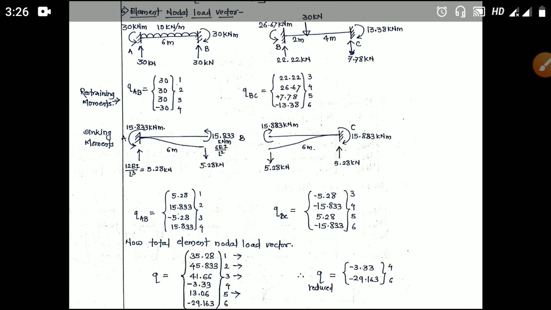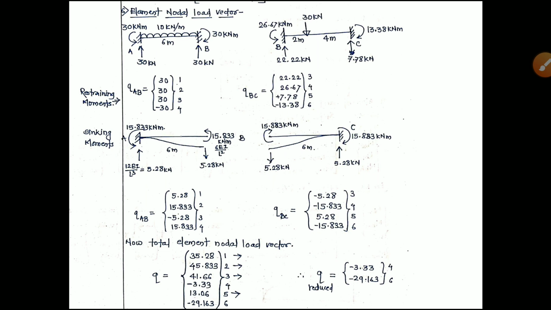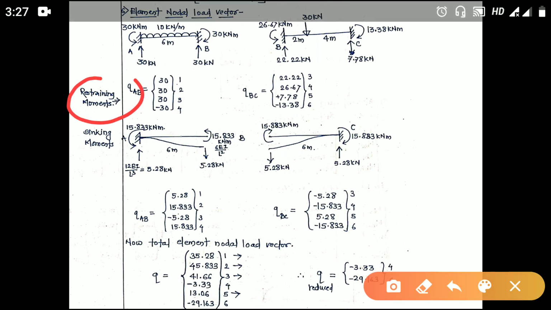Now if you see in the problem statement, it says support B is sinking. So in addition to this restraining moment, the fixed moment, you need to calculate sinking moments also. The final element nodal load vector will be the combination, which contains both the restraining moments plus the sinking moments. So here the restraining part is completed. Now complete the sinking moment part.